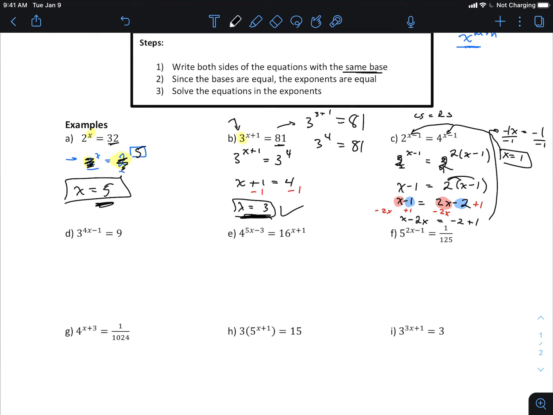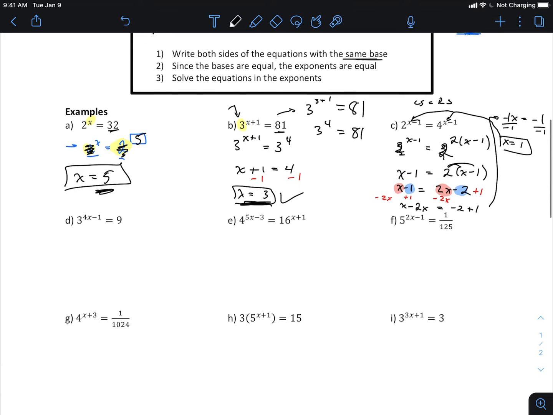We'll do D. How much time we got left? We got some time. We'll go right till break, and that'll be that.